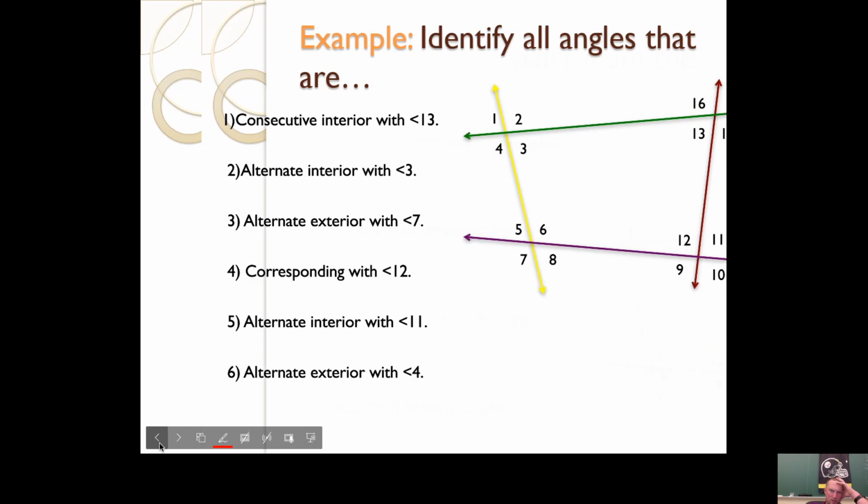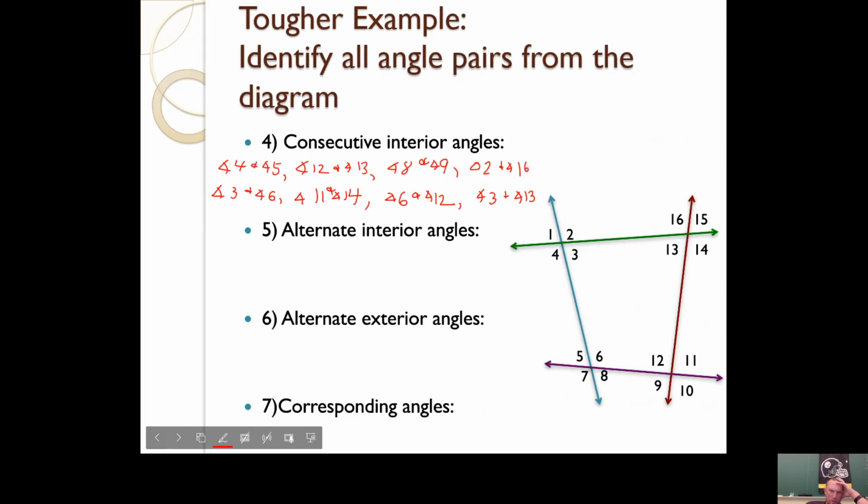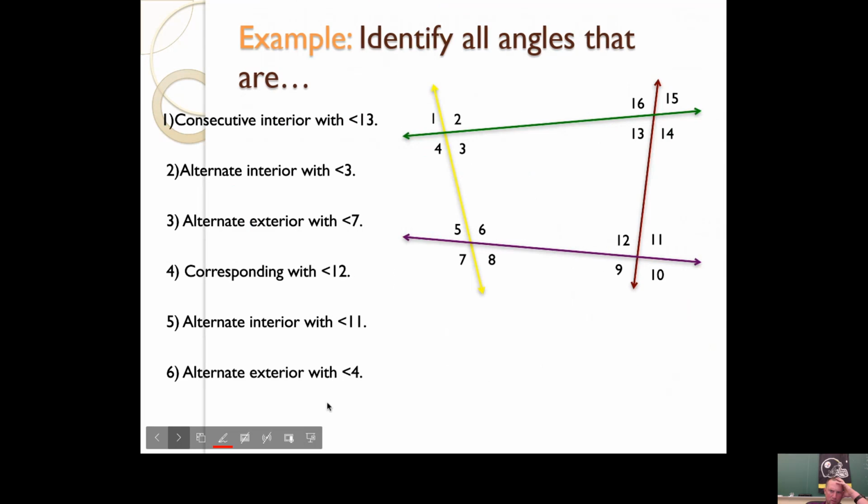A very similar diagram. I think it might actually be exactly the same minus the colors. Sure looks like it. Let's identify all angles that are consecutive interior with angle 13. So consecutive interior would be like angle 12 along the red transversal, and then consecutive interior would be like angle 3 along the other transversal.